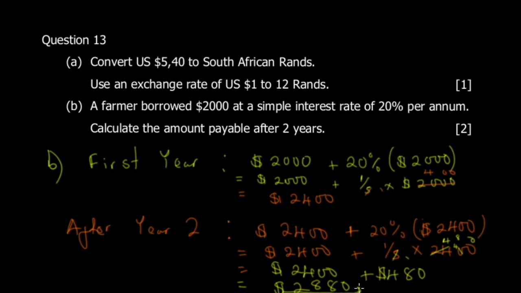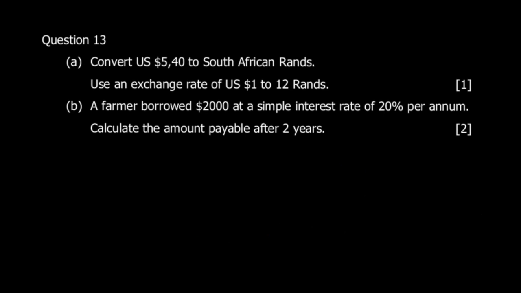Okay, this is your answer. So 2,880. That's the amount payable after 2 years. Let's move to question 14.